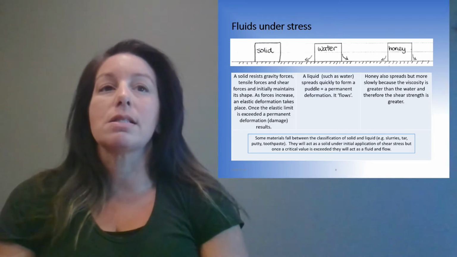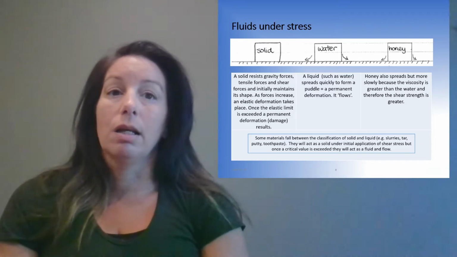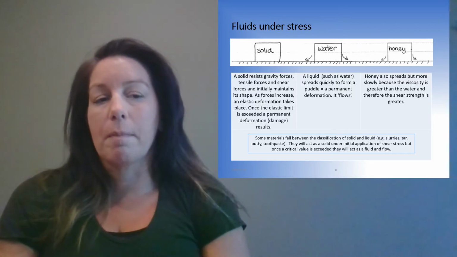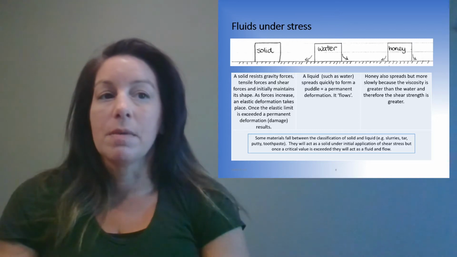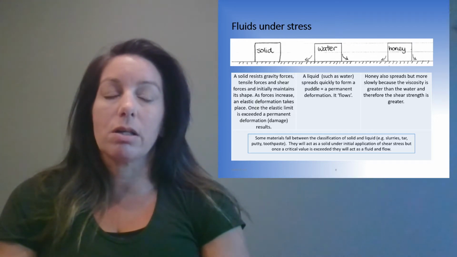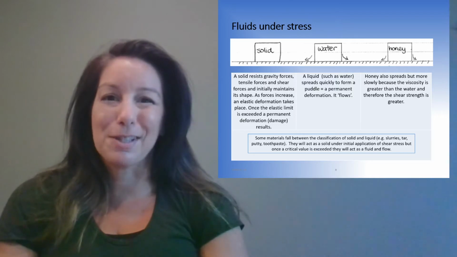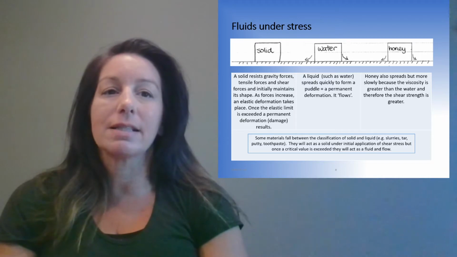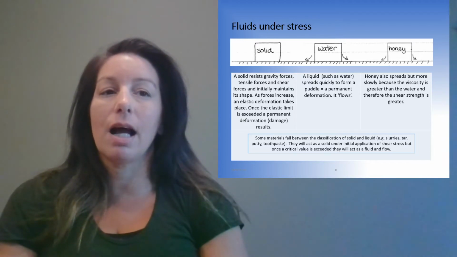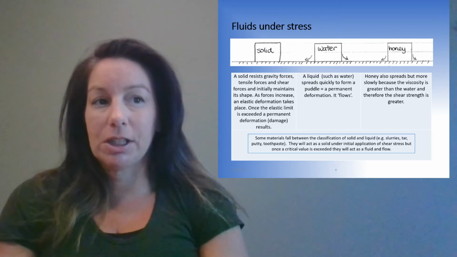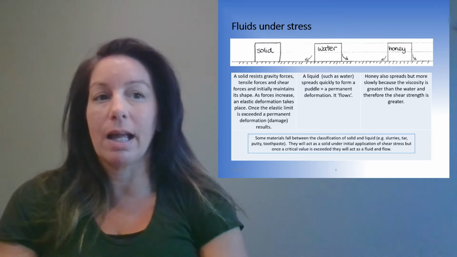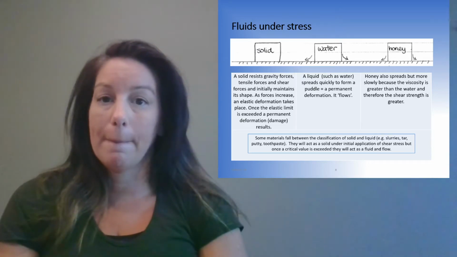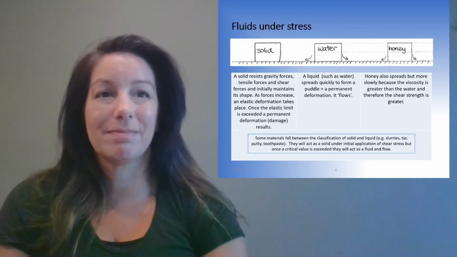So this is solid, water, and honey, but some materials fall in between these classifications, somewhere between a solid and a liquid. This could be slurries, a Slurpee, tar, silly putty, toothpaste. They will act as a solid under initial application of shear stress, but once the critical value is exceeded, they will tend to act like a fluid and start to flow. We'll get into this, don't worry.